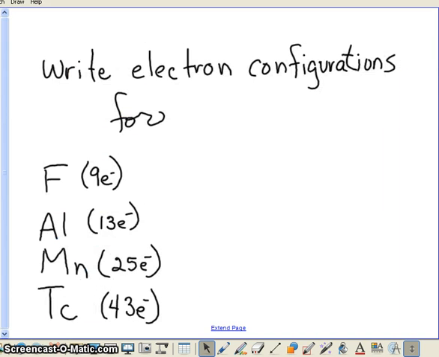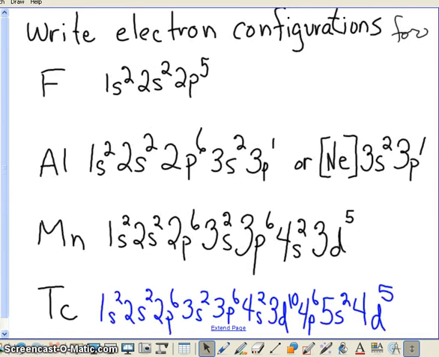So give it a go. Try to write the electron configurations for these 4 elements. Pause the podcast, and then we'll come back on to wrap it up in just a moment.